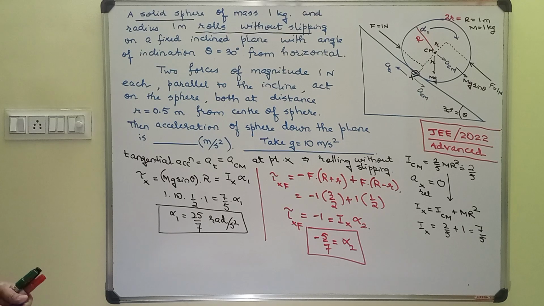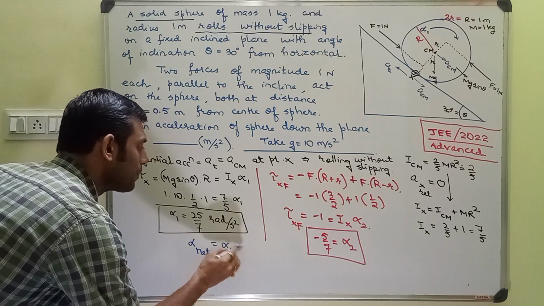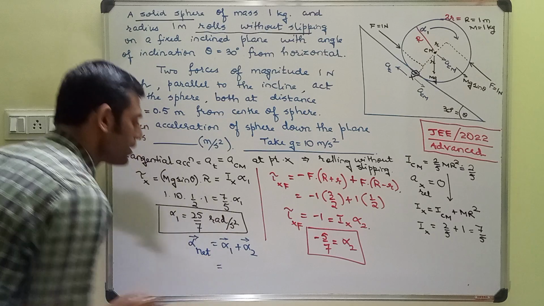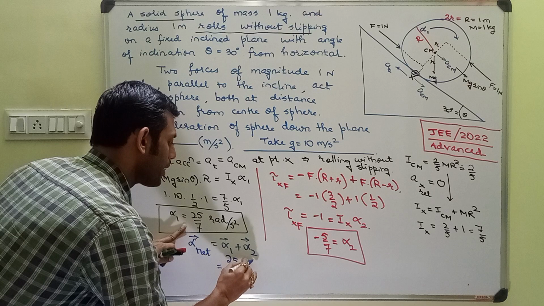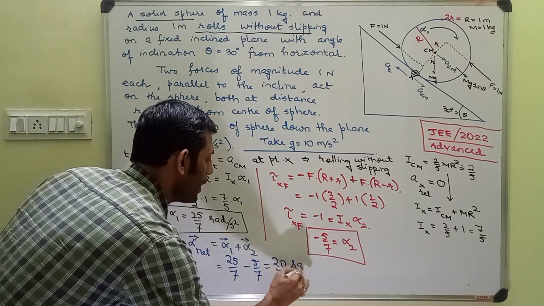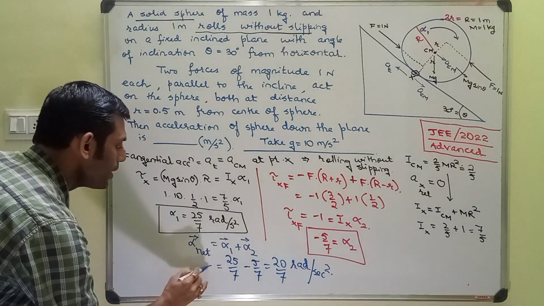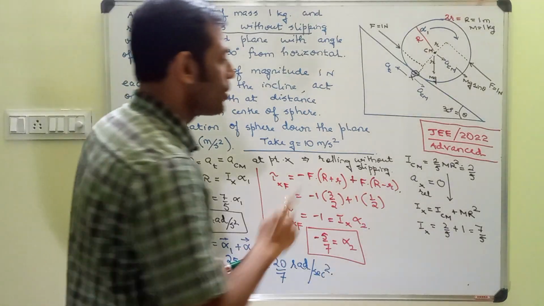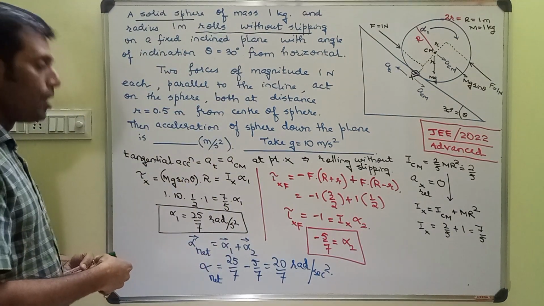Now these angular accelerations generate alpha net. Alpha net is equal to alpha 1 plus alpha 2 by value. Total angular acceleration is the sum of these two accelerations, which is equal to 25 by 7 minus 5 by 7, which makes it 20 by 7 radian per second square. This is, however, net angular acceleration, but we require tangential acceleration, because tangential acceleration is equal to center of mass acceleration.